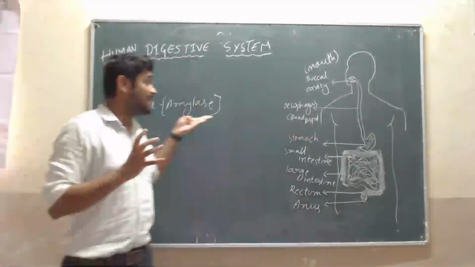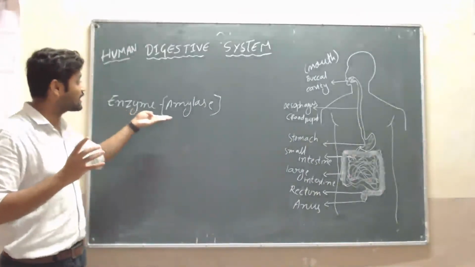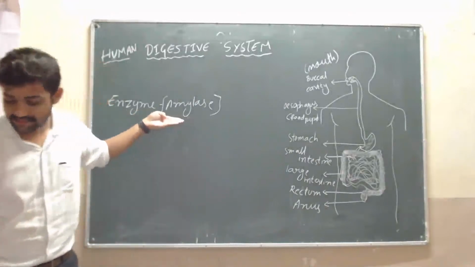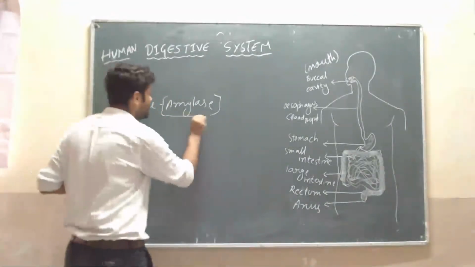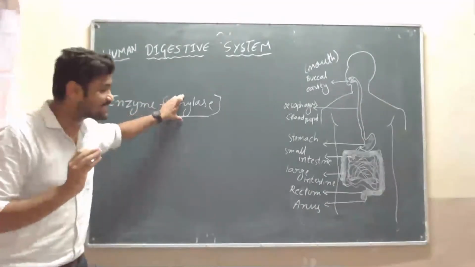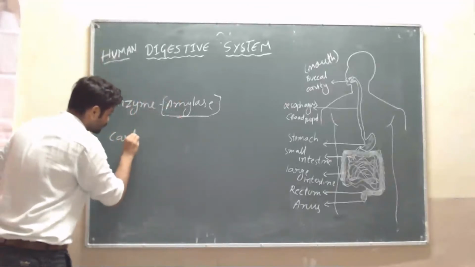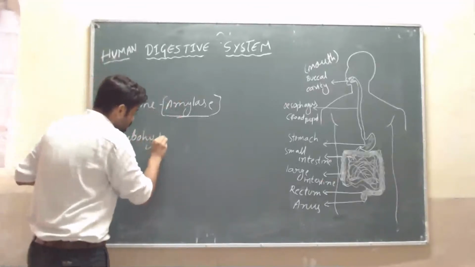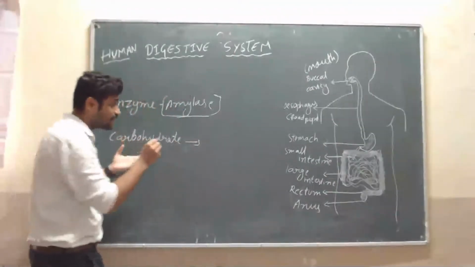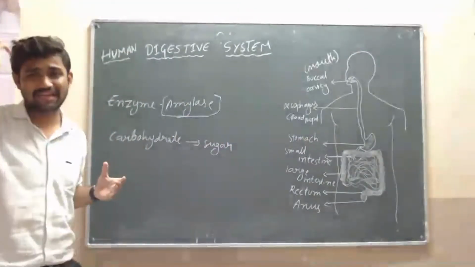That's why that enzyme, or that saliva enzyme, is also called amylase. This enzyme, what is this? Amylase. This name is very important. Amylase. Each enzyme, what will it do? It converts the carbohydrate to sugar.